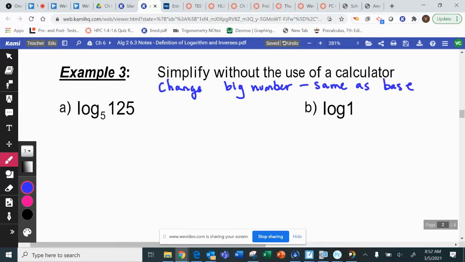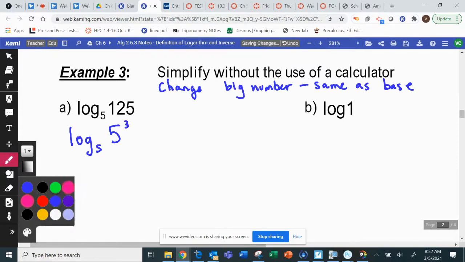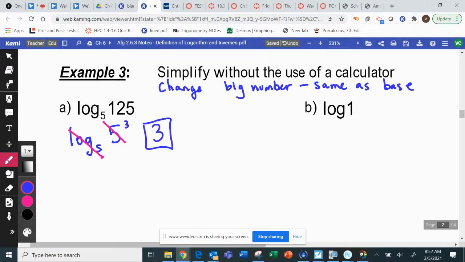Okay, so this first one is log base 5. So I want to make my big number to be a base of 5, but it has to equal 125. So that means I need an exponent. 5 to the what? 3? And when I do that, the log base 5 and the 5 cancel, and we get an answer of 3. That's what the answer is, what that exponent is.